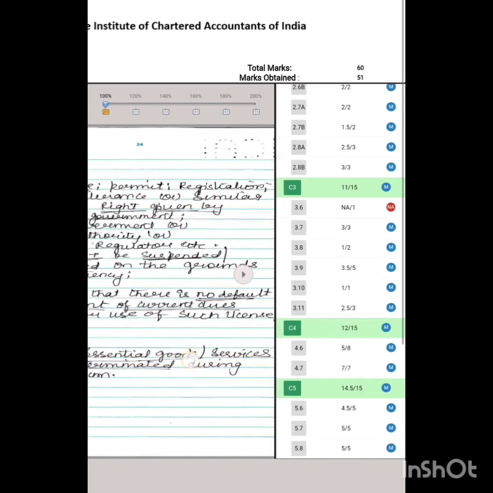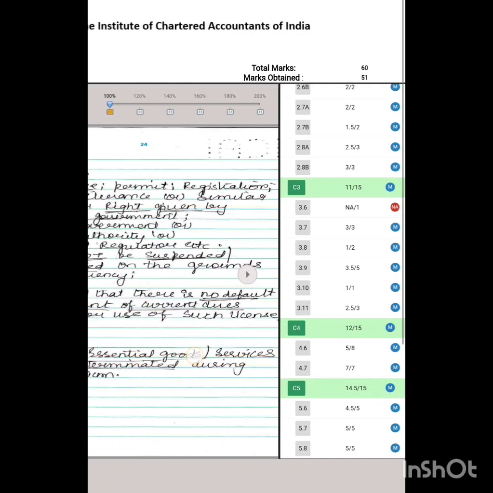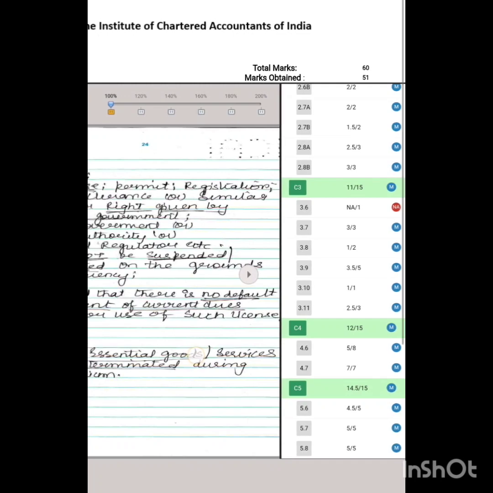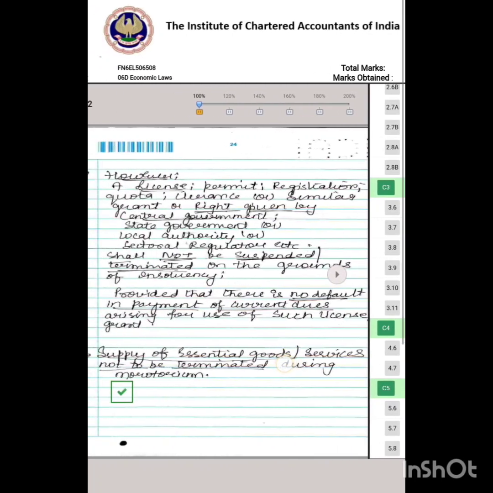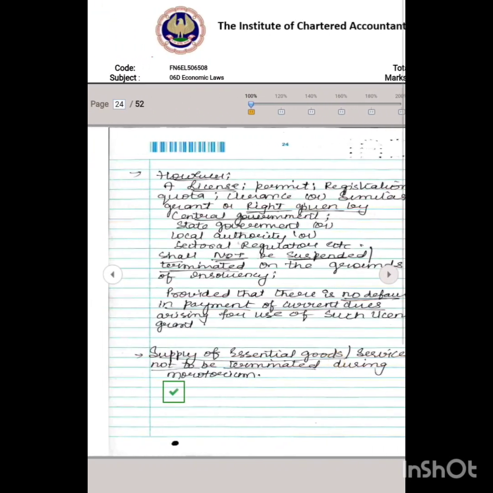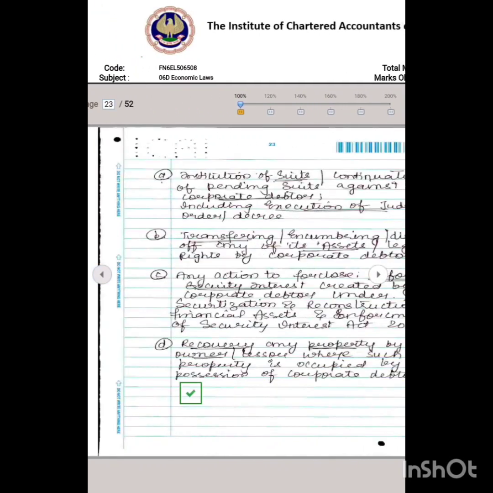In 4.7 I got 7 marks, because I have given more content. This is the reason why 4 hours are not sufficient in economic law, because you have to write more.